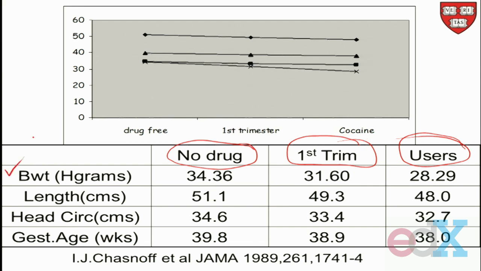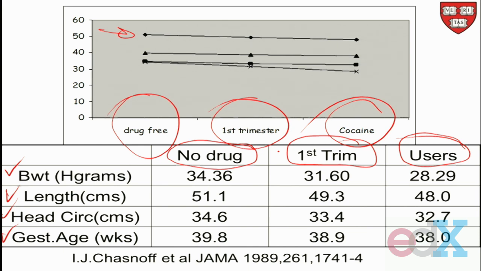They looked at these outcomes: birth weight, length of the baby, head circumference, and gestational age. In every single one of these, what I've drawn here is the outcome from the biological testing. You can see this downward slope between the drug-free, the first trimester users, and the cocaine users throughout the pregnancy. So in every single one of these four outcomes, there was a significant difference between the three groups.